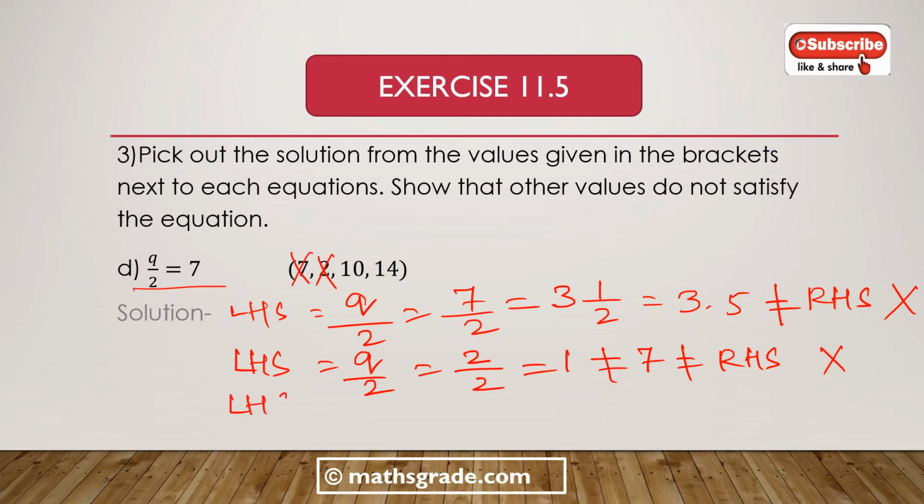Now substitute q equal to 10 in the given equation, q divided by 2. Now q equal to 10, now it becomes 10 divided by 2. 10 divided by 2 is 5. 5 is not equal to 7, which is not equal to the right hand side. So this is not the solution. Q equal to 10 is not the solution for the given equation. Now substitute the variable q is 14.